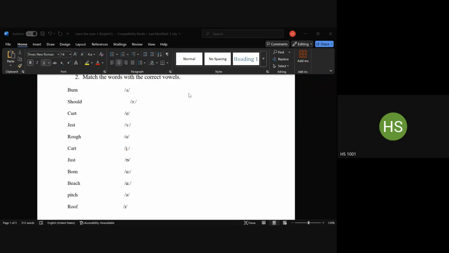Then long oo, I think we already discussed, right? We had roof. I think people have already answered that. Then the next one is the long ah sound, as in the word father. Which word has the long ah sound, as you hear in the word father? Cart. Yeah, I think one word is cart. Anything else in the list which has a long ah sound? No, I guess. Nothing else.